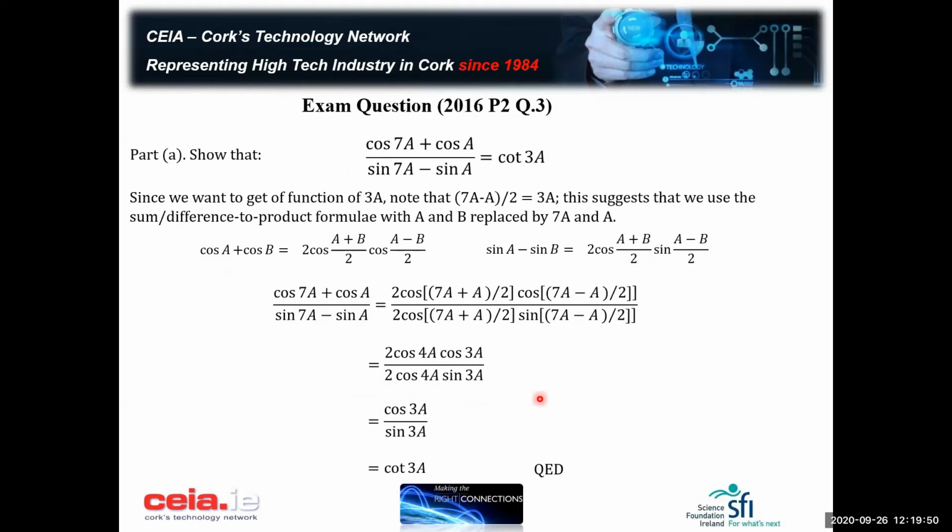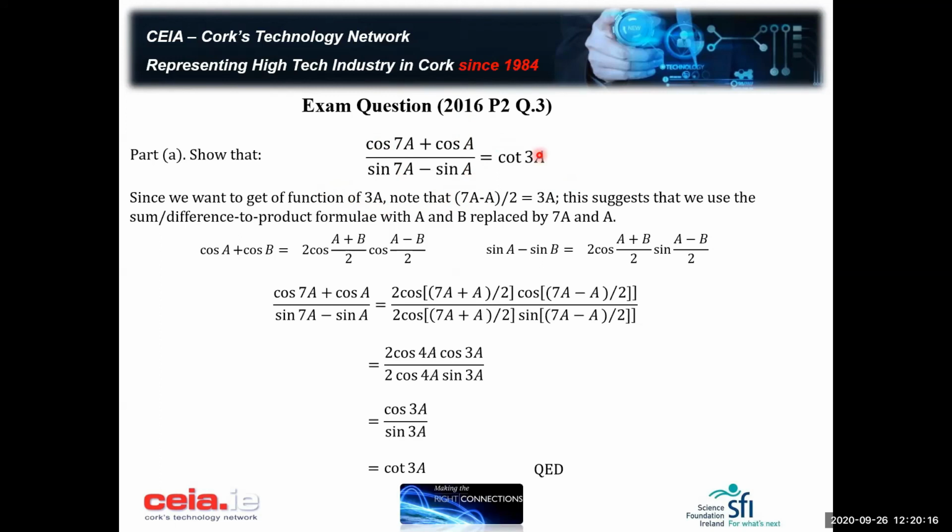Okay, we've got 10 minutes left, so quickly I'll run through a couple of exam questions. Again, I apologize for the speed here. 2016, question 3, there is a trig identity for you to solve. So it's the same procedure as before. We try to get this equation in this format.